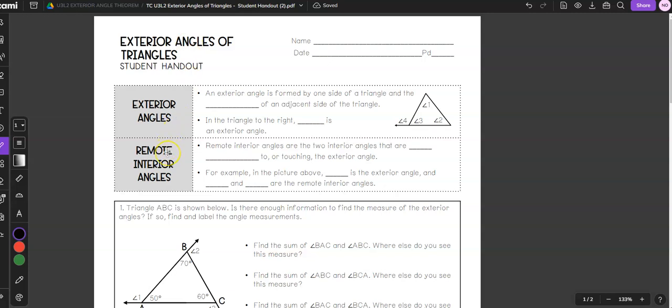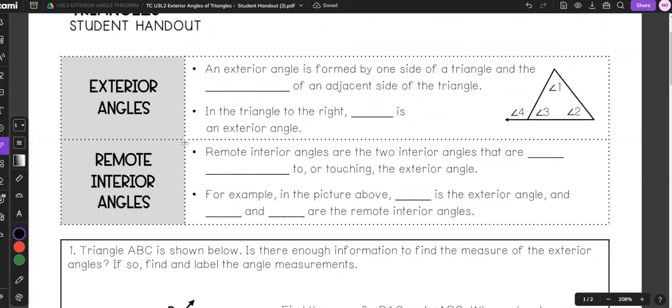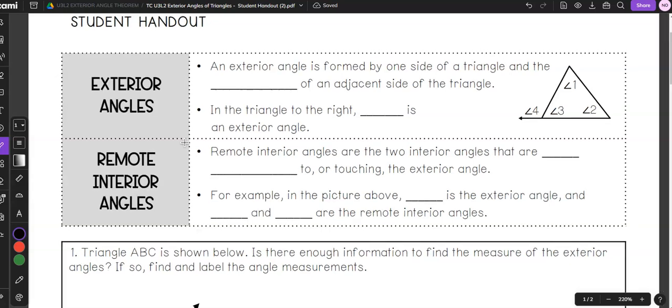Today's lesson is on what we call exterior angles. And I'm going to show you what an exterior angle looks like as we go through this. But our objective for today is to understand the relationship between exterior angles of triangles and the interior angles. So there is a relationship, and there are ways that we can find an unknown measure by using those exterior angles. Okay.